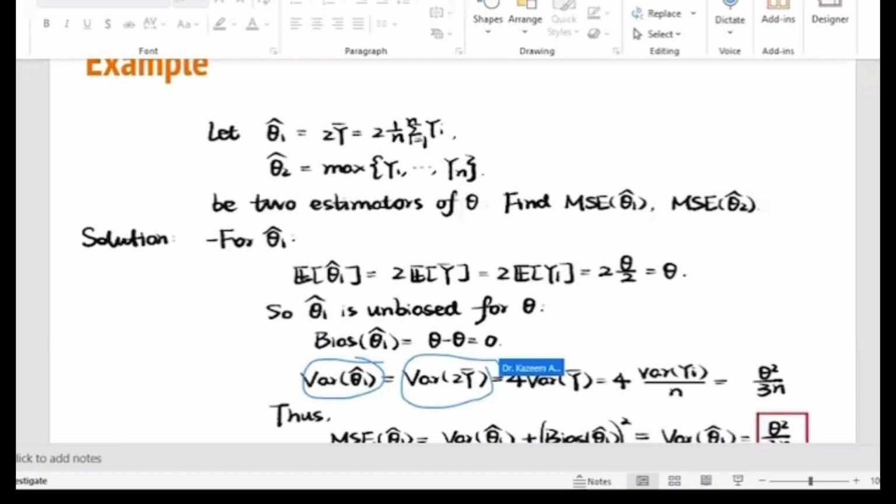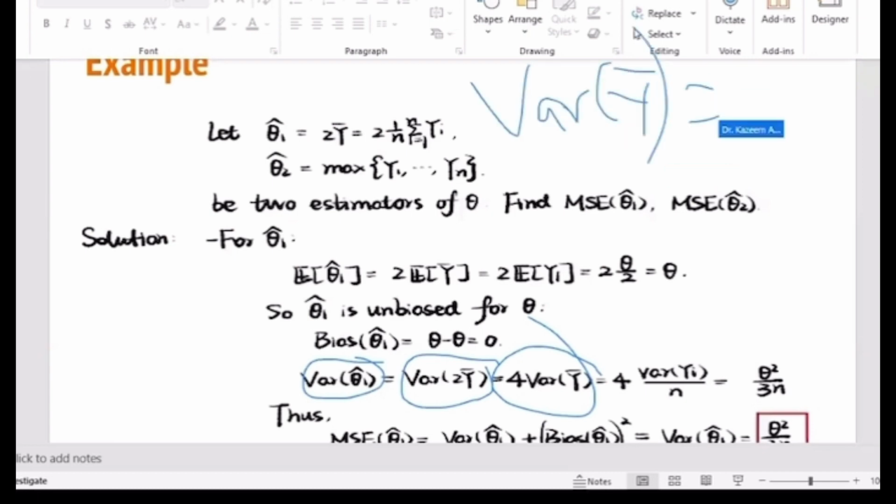What is theta cap 1? It's 2y bar. Don't forget 2. When 2 comes out, it's going to be 2 squared, right? That will be 4 times the variance of y bar. Oh my God, you remember what you've done before. The variance of y bar is the variance of y divided by n. Don't forget, that applies to all distributions.